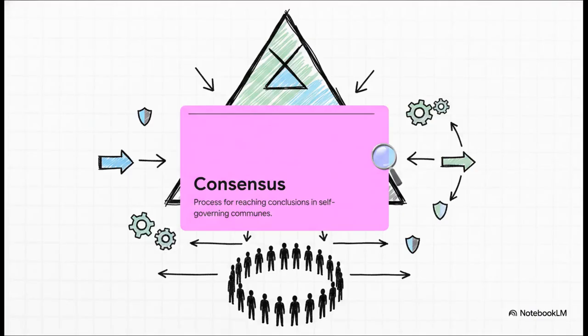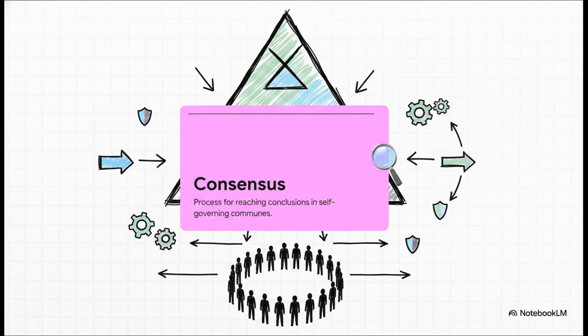So, consensus-based decision-making is defined as the preferred process for reaching conclusions in self-governing communes. The absolute keywords you need to know here are horizontality and direct democracy. Basically, this just means removing that traditional pyramid shape of power, where one person at the top dictates everything to the people at the bottom. Instead, power is spread out horizontally. Everyone sits on the exact same level.